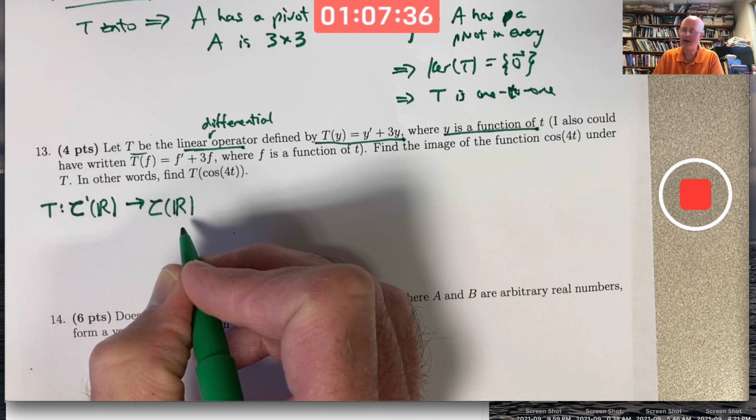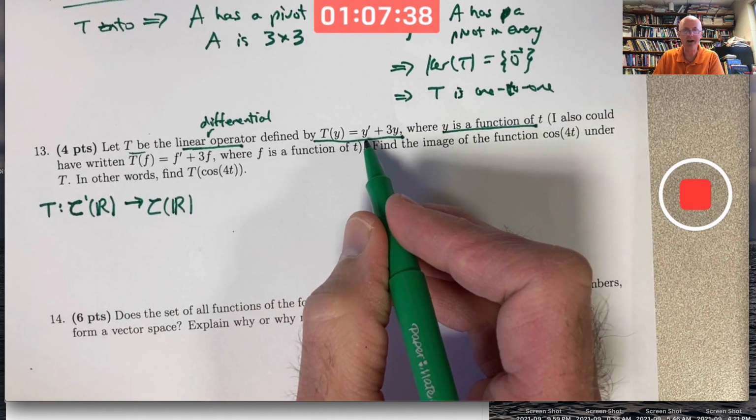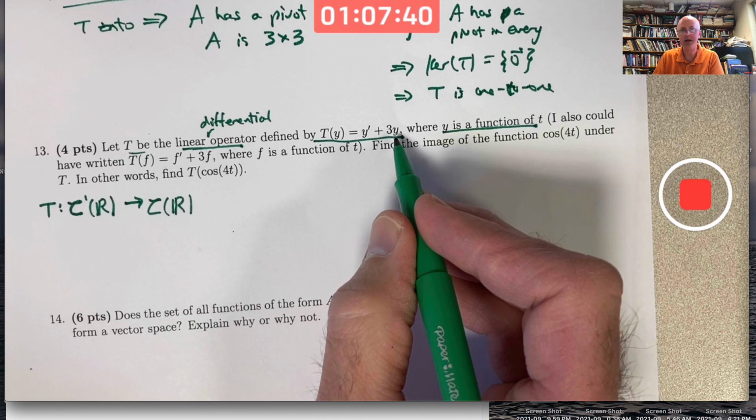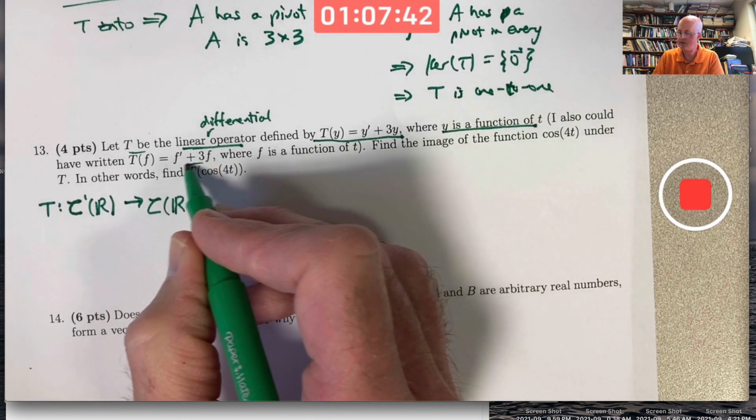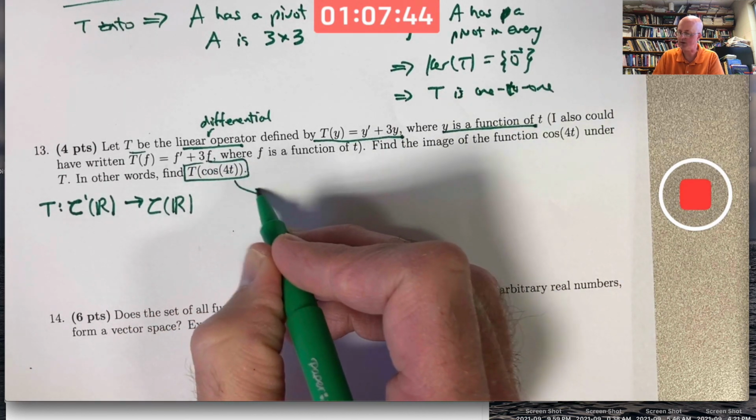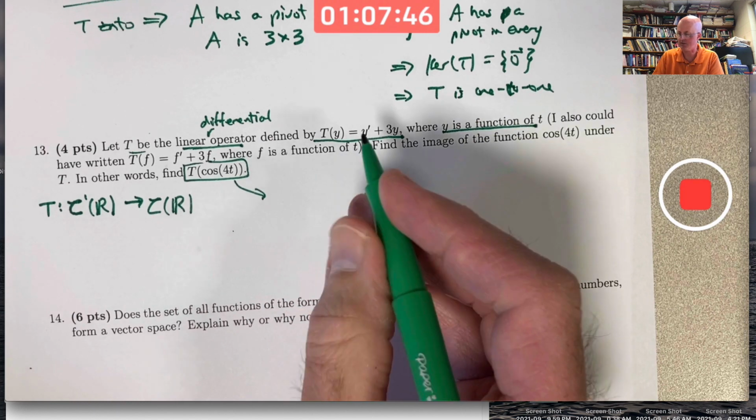T is this kind of mapping. Take a function, find its derivative, and add 3 times the function. The goal is to find the output of this function when the input is cosine of 4t, a function of little t.